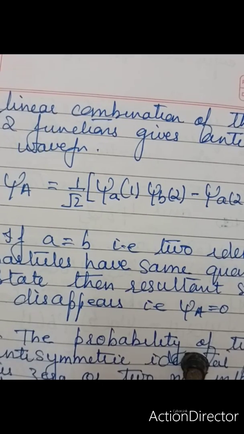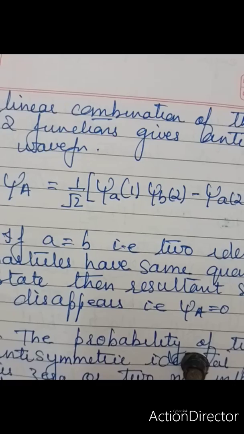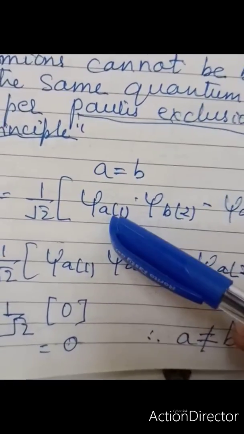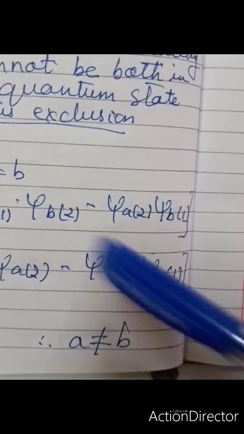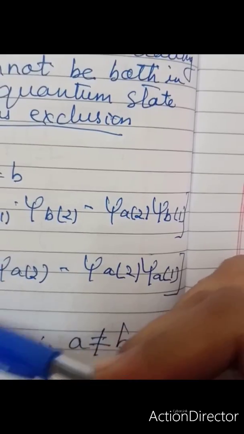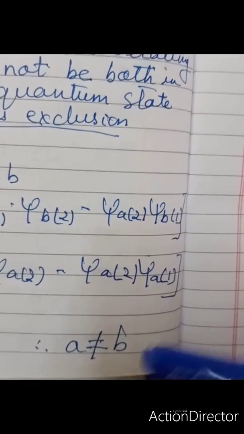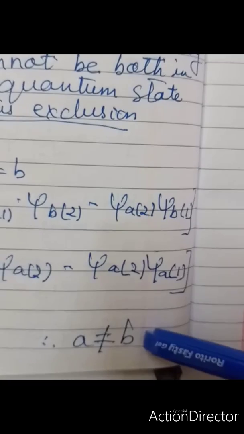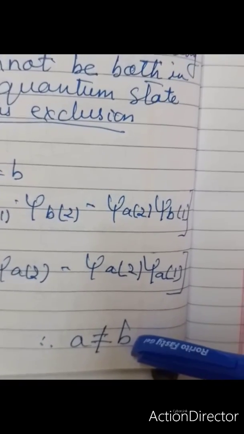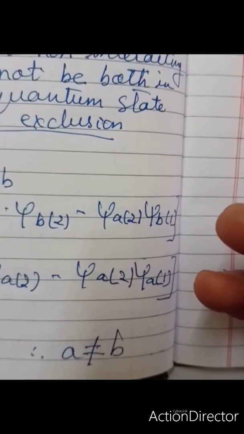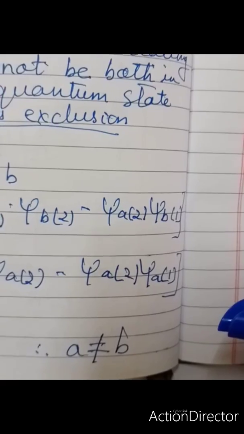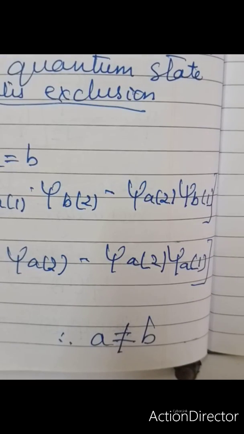Or you can say two non-interacting fermions cannot be the same. That is as per Pauli's exclusion principle, because if A is equal to B, we will see what we get. So if A is equal to B, instead of B I am writing A, and here also instead of B I am writing A. So this will get cancelled and you will get 0. In that case you will say A cannot be equal to B. That is what Pauli's exclusion principle is saying, that two identical particles cannot have the same set of quantum numbers. So A cannot be equal to B. So this is what was explained by Pauli.